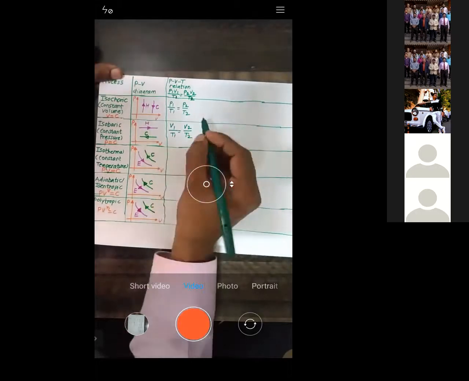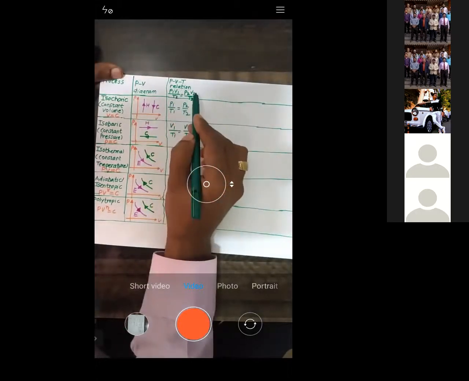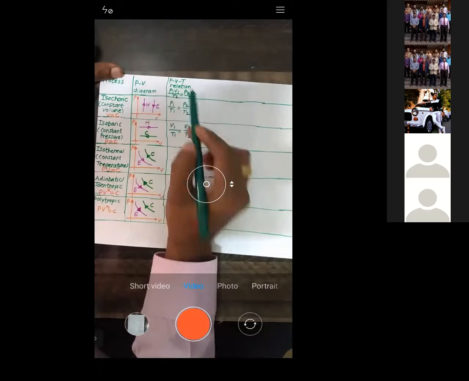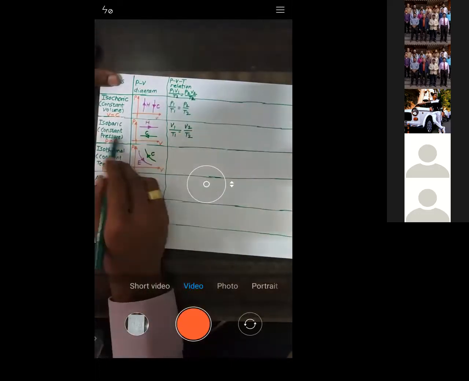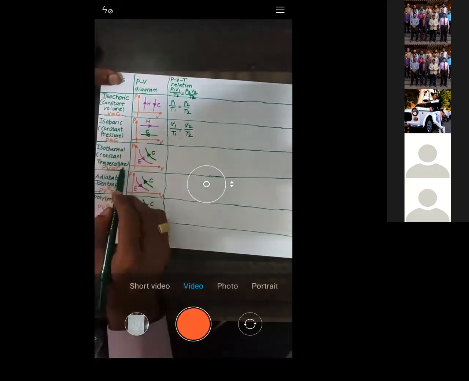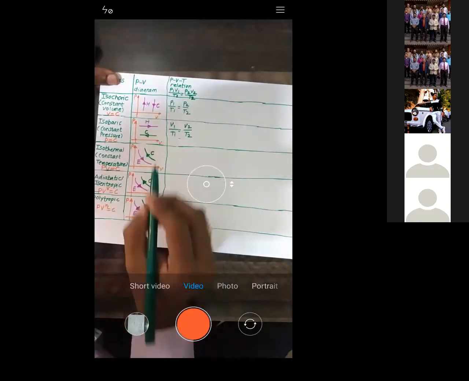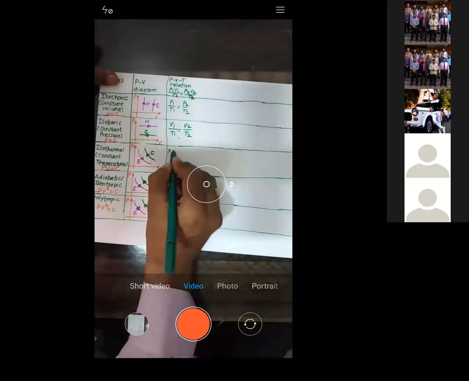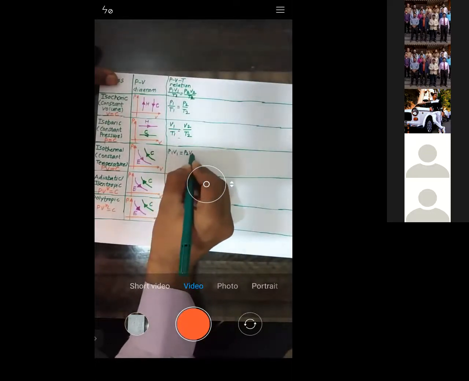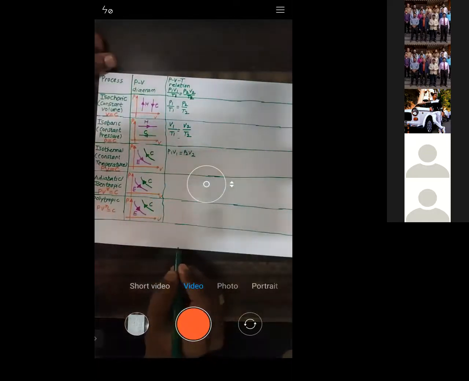We'll get V1 by T1 is equal to V2 by T2, because P1 and P2 get cancelled, as they're the same for a constant pressure process, right? Now let's go to the constant temperature process. So T1 is equal to T2 for a constant temperature process. So what do we have? We have P1 V1 is equal to P2 V2, because T1 is equal to T2, right?